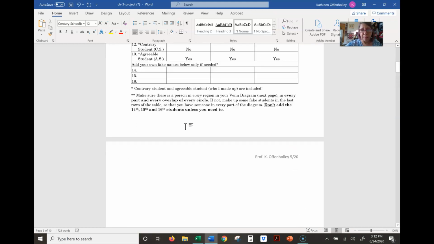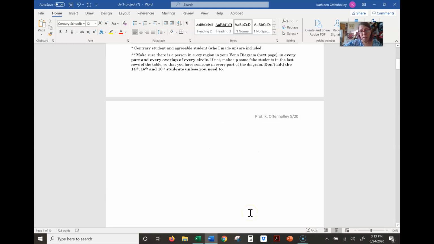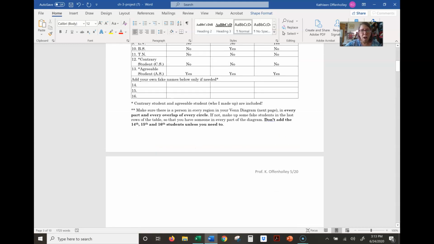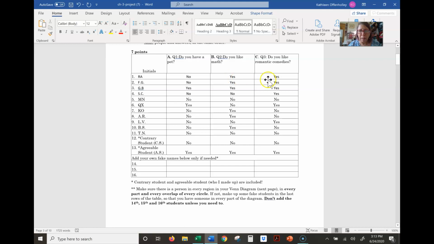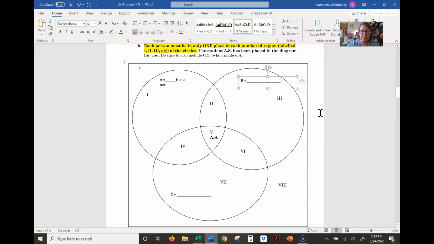So let me start filling them in. So let's look at RA. RA said no, they don't have a pet. So that means RA is not in this one. You do need to label yours, so I need to label this has a pet, right? Has a pet. So RA is not going to be in that one because they don't have a pet. RA is going to be in they like math and they like romantic comedies. So I'm going to put, this one is likes math, and this one below here is romantic comedies.